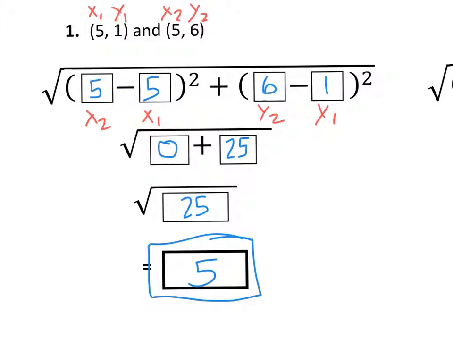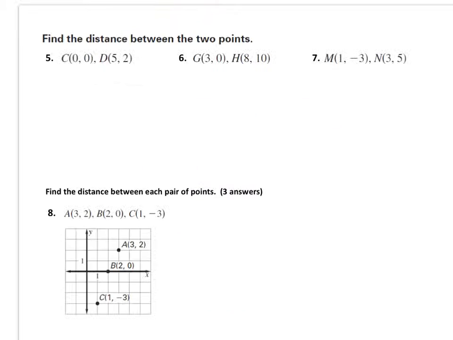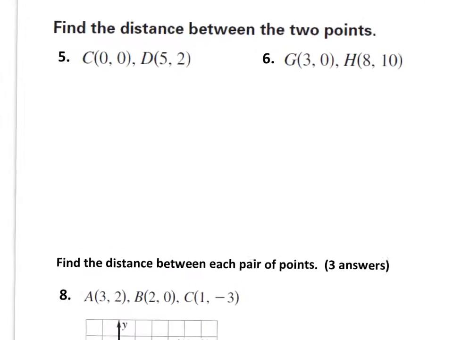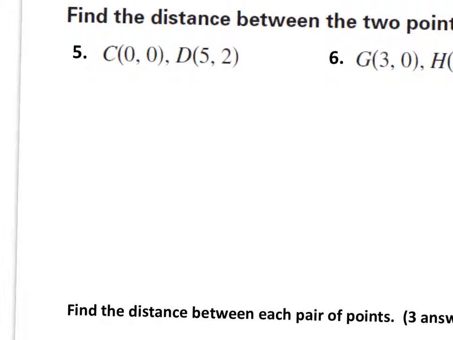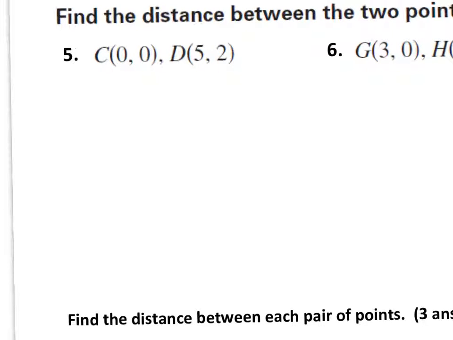Now let's do one with less guidance. Let's do example 5. First thing to determine is what's x1, what's x2, what's y1, what's y2. For our first point, the first value is going to be x1, so the second value is going to be y1. For our second point, first value will be x2, second value will be y2.